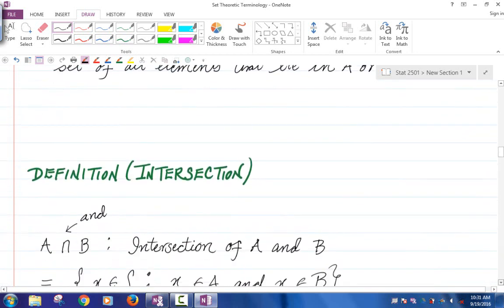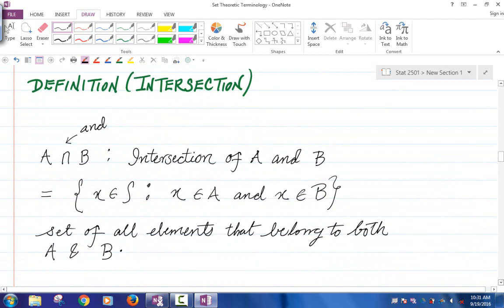Here's the intersection. Given two sets A and B, A intersect B, that upside down U is also called a cap, A cap B, A intersect B, or you can also say A and B. The intersection of A and B is the set of all elements x such that x is in A and x is in B. In other words, A intersect B is the set of all elements that belong to both A and B. So you look at A and B, and you take the common elements of A and B.